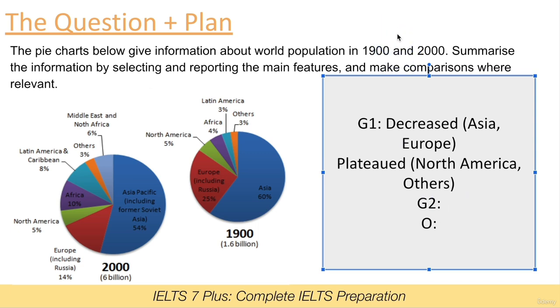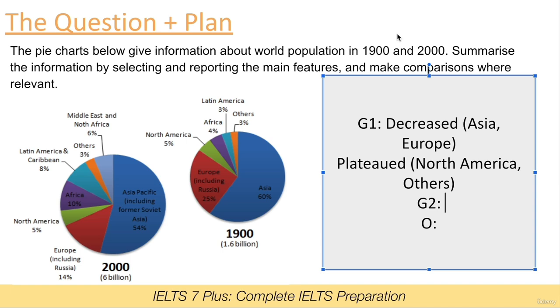We're not commenting on that. We are simply commenting on the features of the pie charts and the statistics and things like that. We're not focusing on why or how or ideas. So we will stay on task with that. Okay, so group 1, like that so far. We've got categories that have decreased and categories that have plateaued.